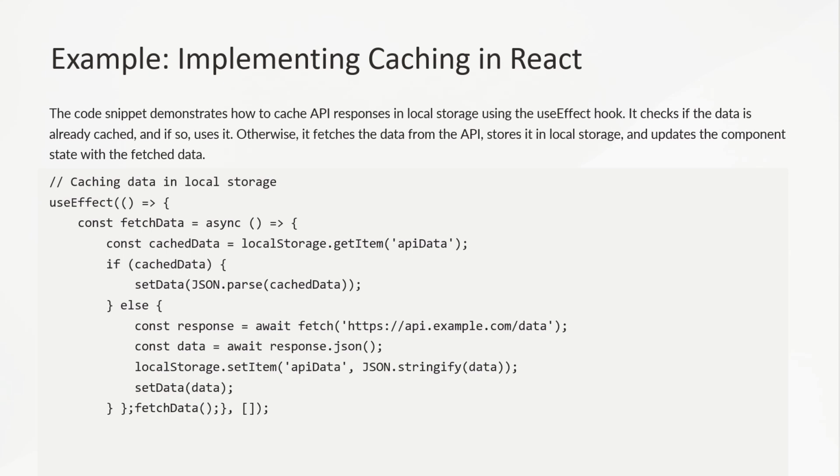The fetchData function is invoked immediately, ensuring that the data fetching and caching process initiates when the component mounts. Overall, this code effectively combines asynchronous data fetching and caching to improve the performance of the React application. By storing retrieved data in the local storage, subsequent requests for the same data can be fulfilled from the cache, reducing the need for repeated network requests and enhancing the overall user experience.